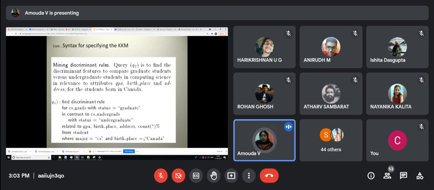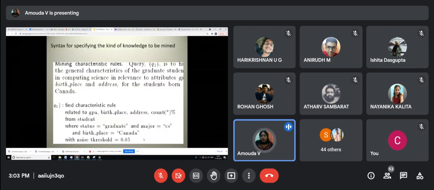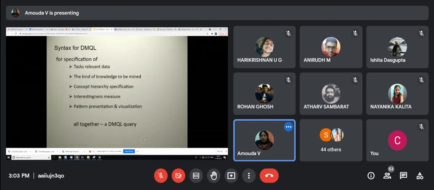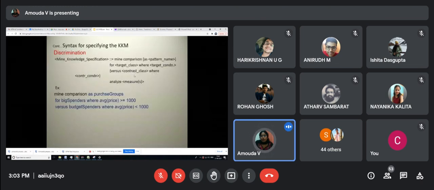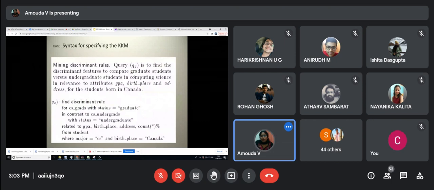I'm just giving an example of how to write a query for the second primitive, the kind of knowledge to be mined. First we are seeing characterization, next we are seeing discrimination.